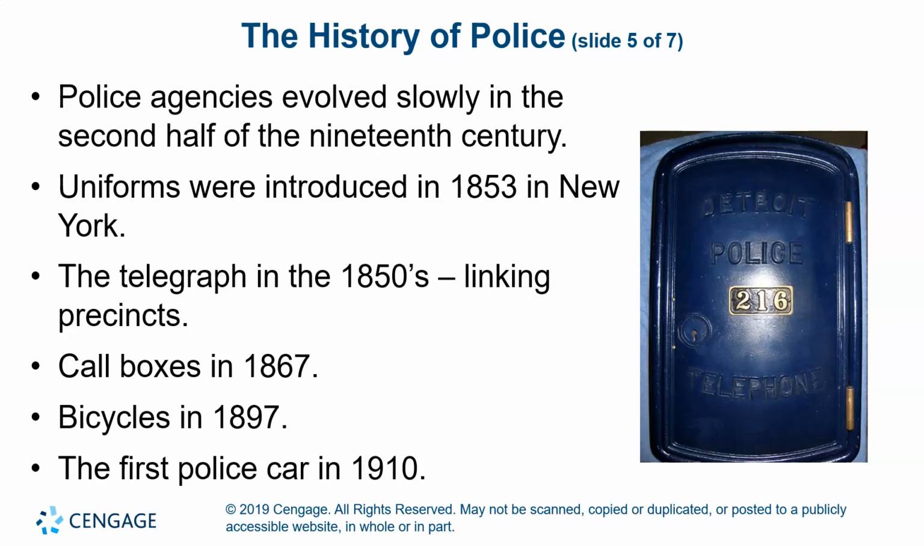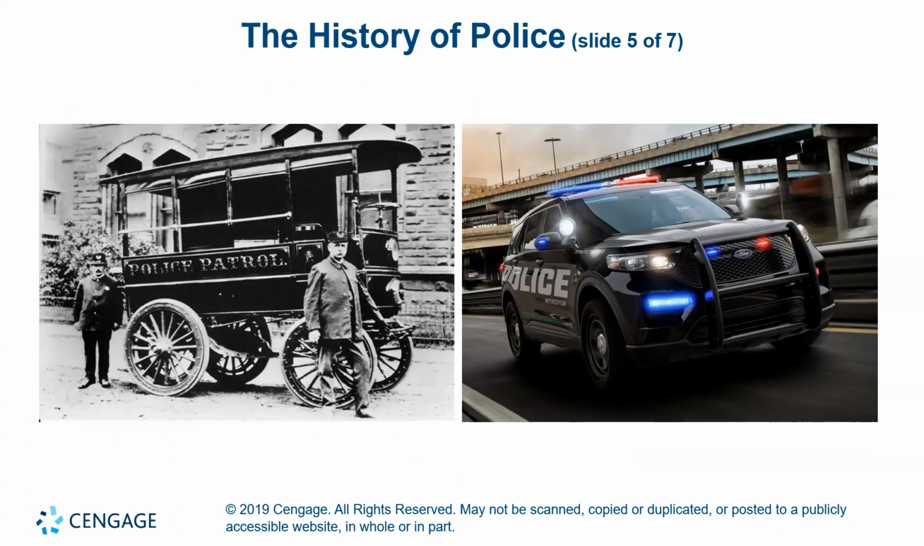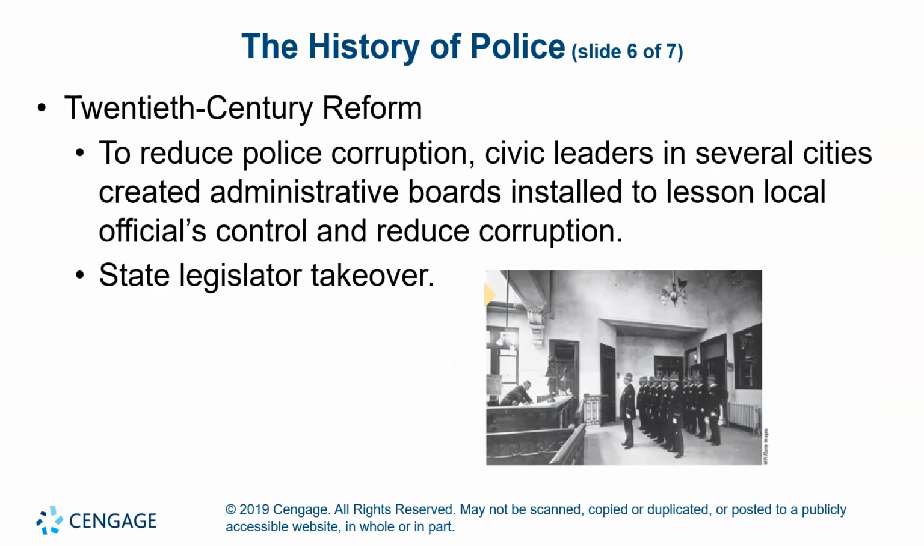And then you have some highlights. You have uniforms that came about in 1853 in New York, the telegraph in the 1850s, linking precincts together. Then you had call boxes, using a telegraph system, that were around in 1867, then bicycles in 1897, and the first police car in 1910. So, boy, have we come a long way when it comes to law enforcement, right? You can look at the first police car compared to what law enforcement officers are driving now. So things are quite a bit different.